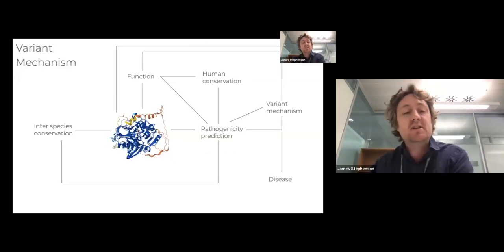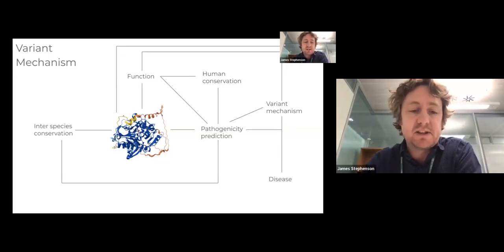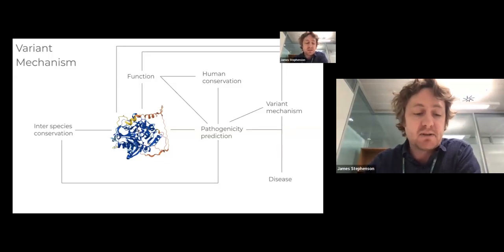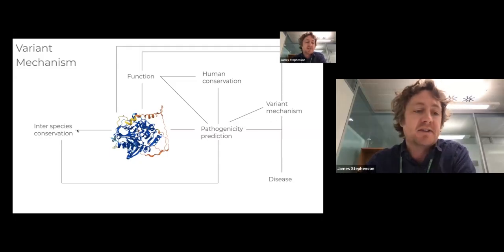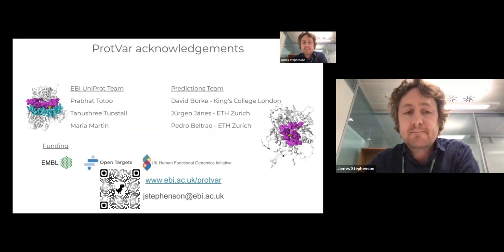So really what ProtVar tries to do is to bring together all of the things you can see on screen here. Obviously structure and AlphaFold play a key role in all the predictions that we have. But thinking about how pathogenicity predictions, human conservation, function, mechanisms, and conservation can all help you with understanding disease.